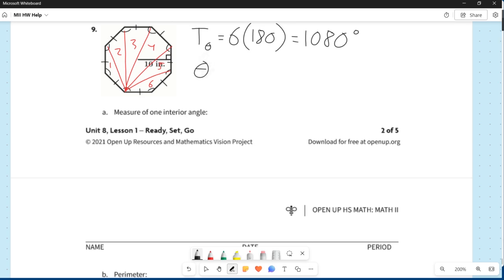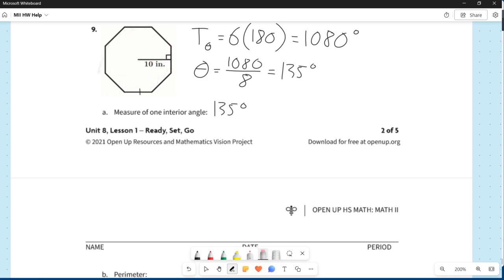So what that means is if I want the measure of one of my angles, I can take my total, and because all 8 are the same, I can simply divide by 8. So when I take 1080 and divide by 8, I get 135. So the measure of one interior angle is 135 degrees. I'll go ahead and erase all this just in case we need to mess around with it.